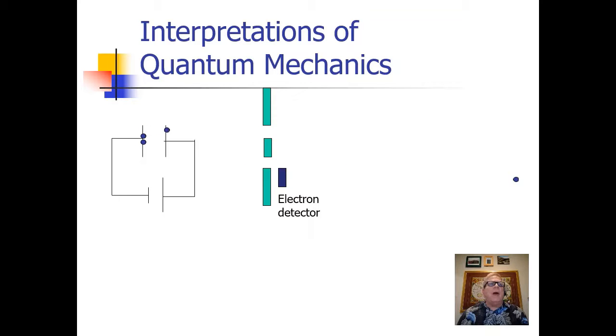What do you suppose the pattern would look like if you let electrons go through with a detector in place? Now, I don't have a slide that shows this, but it turns out that you would not get an interference pattern. It would look as if the electrons were particles. That is to say, you'd see a clump of electrons behind each slit. So what's really going on here? The answer is that no one knows.